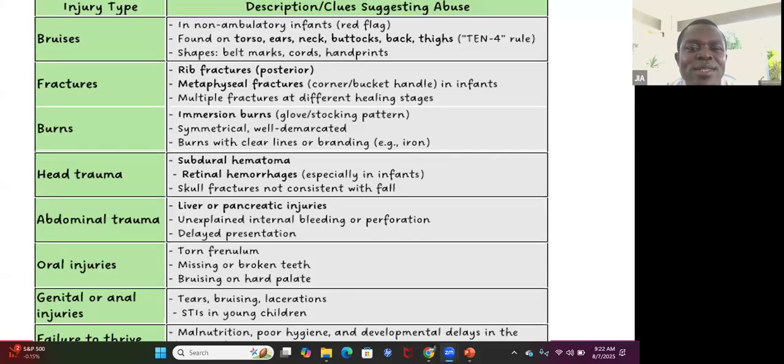The next one is metaphyseal fractures. That is the edge of the bone, the metaphysis. When you have fractures around those areas in infants, you can also suspect abuse. And multiple fractures at different healing stages. This one I've already talked about. So that is it.